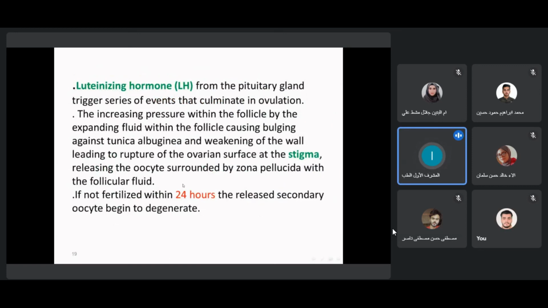After ovulation, if the released ovum or oocyte is not fertilized within 24 hours, it will begin to degenerate. And again, degeneration means cell death.